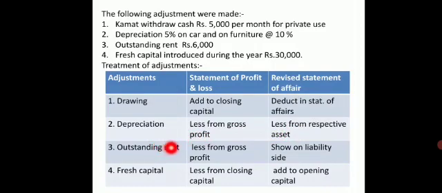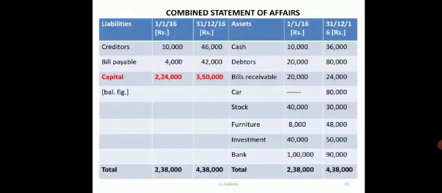Outstanding rent is the rent which is to be paid but not yet paid. So it is an expense of the current year: deduct it from gross profit and show it as a liability in the revised statement. Now fresh capital introduced. If it was not introduced, my closing capital would be different. So it is deducted, and since it is an additional investment made during the year, it is added in the revised statement. So we'll see the solution.